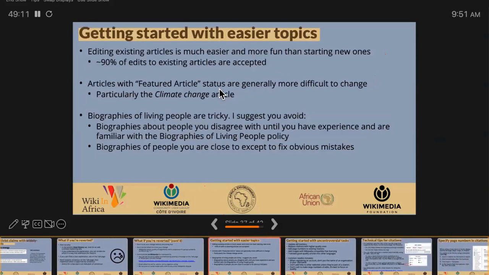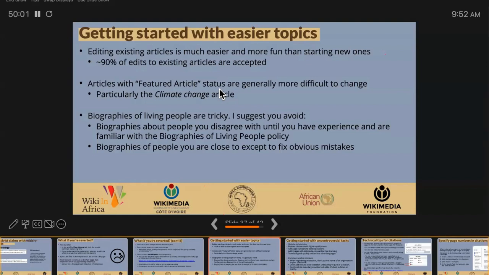Thoughts on getting started with easier topics. Climate change is not a super, super difficult area to edit in, but you are talking about science articles. So a few thoughts on that. Editing existing articles is going to be easier and more fun than starting new ones. I see we've gotten some questions about getting new articles accepted. It is difficult. It is easier to contribute to an existing article. The deletion rate for new articles is much, much higher than the reversion rate for edits to existing articles. I would really encourage you to edit lower quality articles.